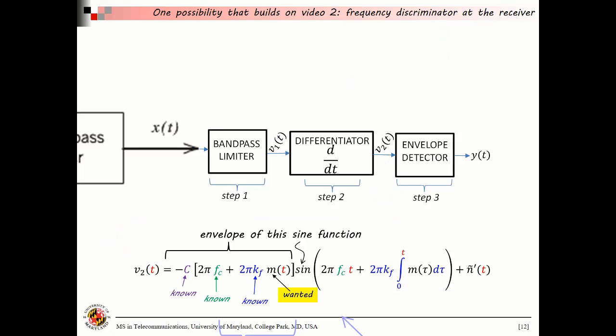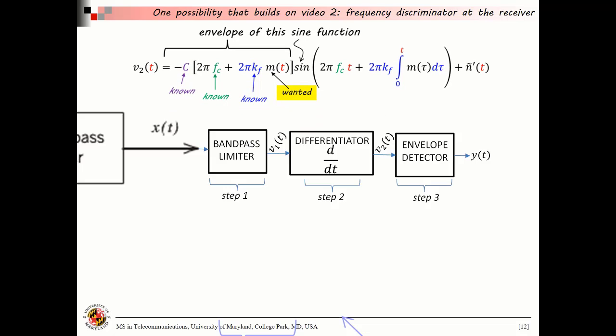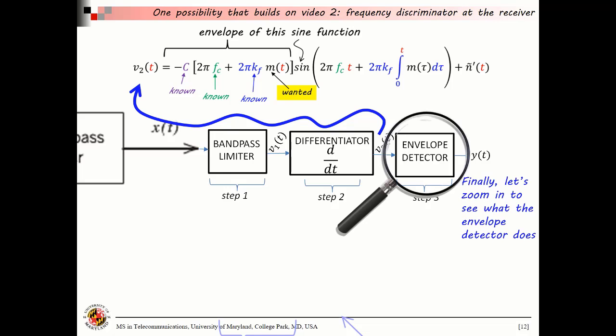Once again, we're going to move this expression out of the way to make some space in order for us to study the next block. We're going to now zoom in to the envelope detector. The input of the envelope detector is v sub 2 of t, the output of the differentiator. And we're going to see how the output of this envelope detector will have a very simple function of what we seek, which is m of t.